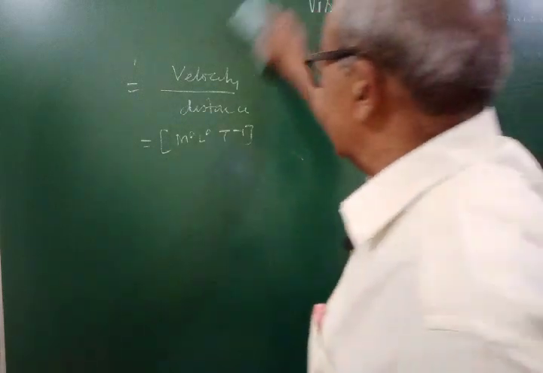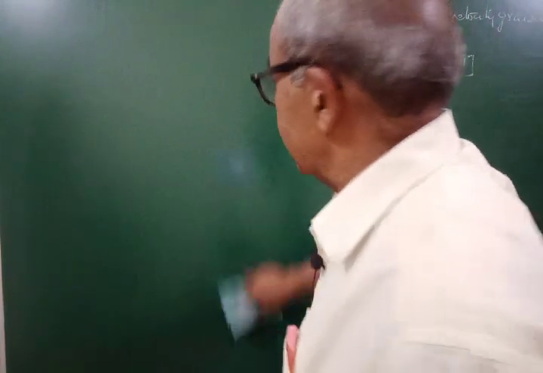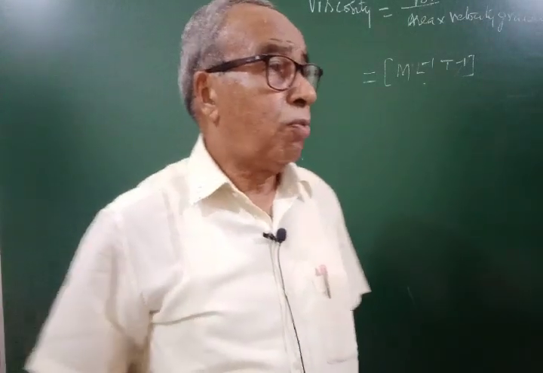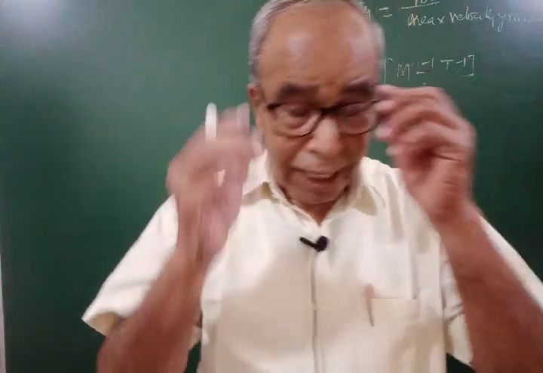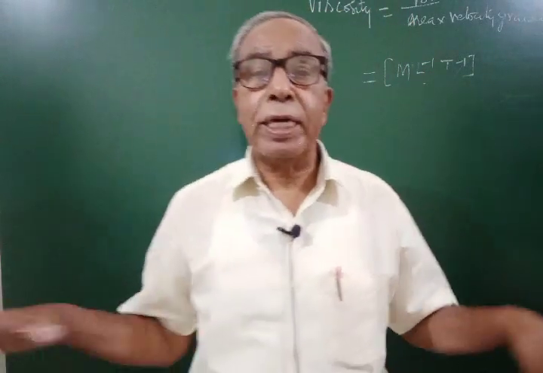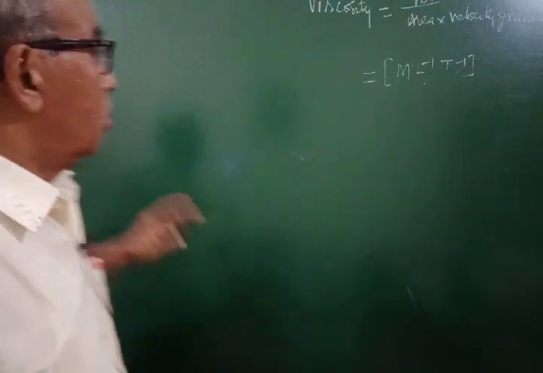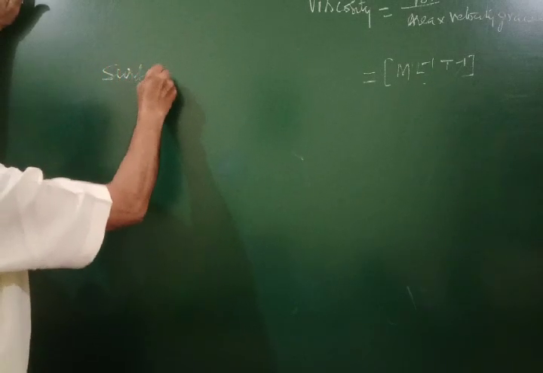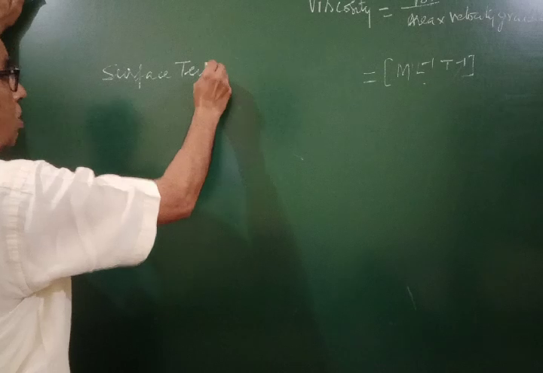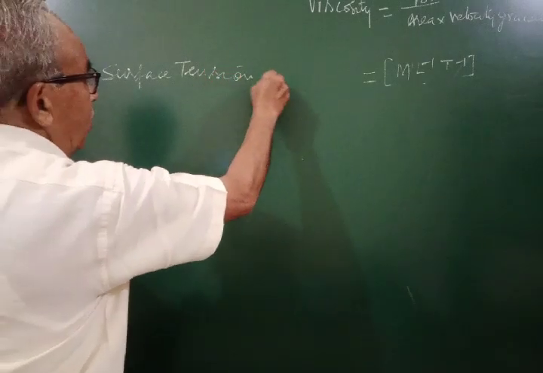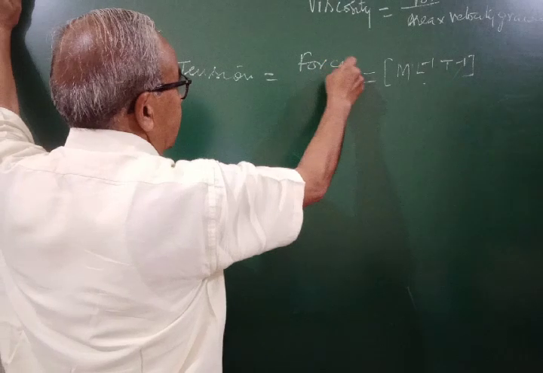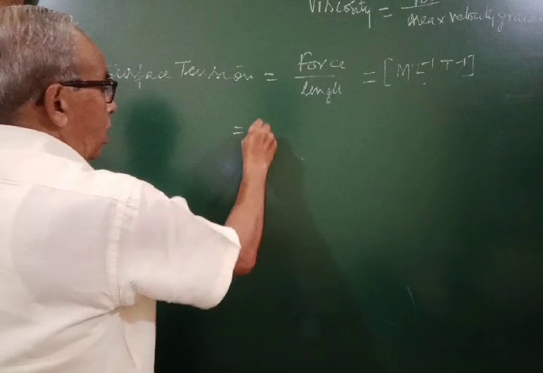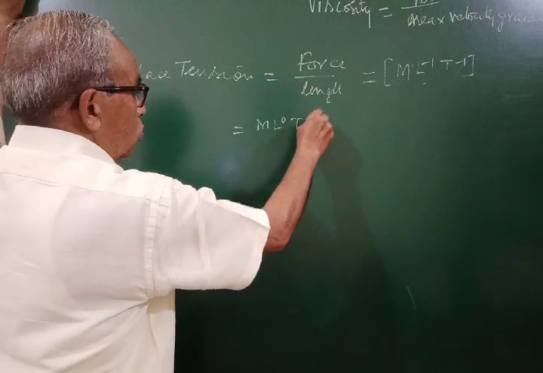There is one term, surface tension. This is a term used for liquids. The surface of a liquid remains under tension, which means it tries to contract its area, to minimize area. It is because of intermolecular force. So surface tension is equal to force per unit length. So it will be ML^0 T^-2.